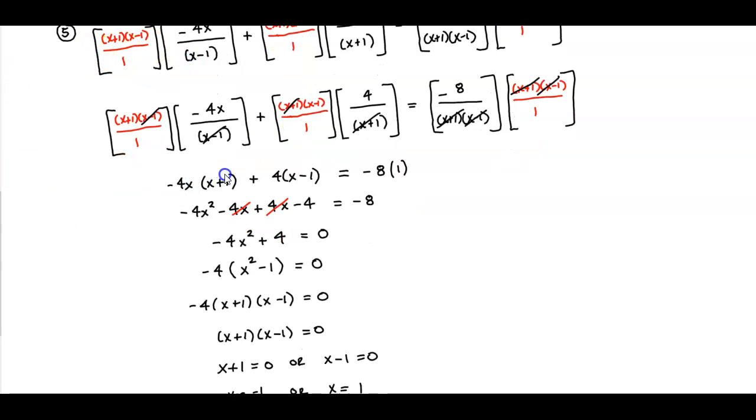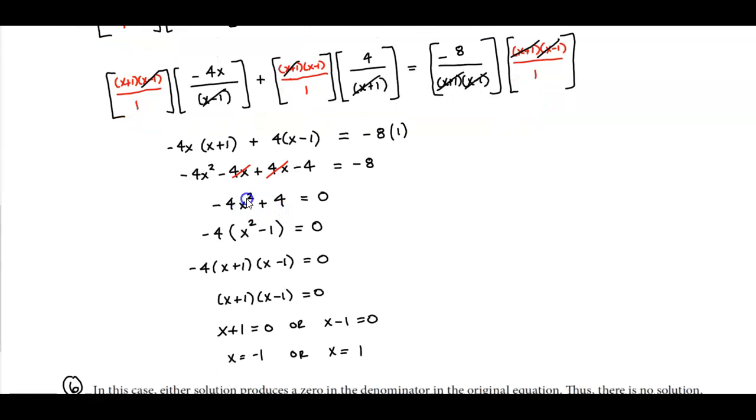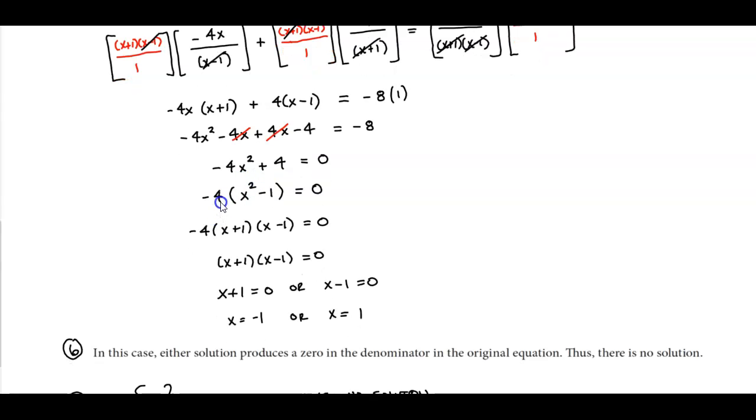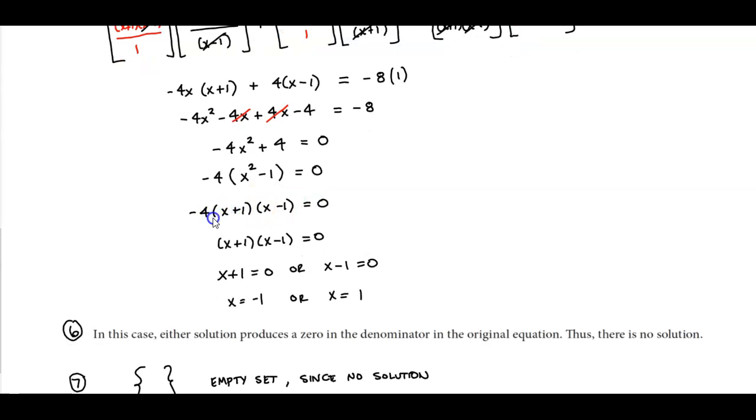So if we distribute the negative 4x to both terms, we get negative 4x squared minus 4x. If we distribute the 4 to both terms, we get plus 4x minus 4, and that's equal to negative 8. Now these two middle terms cancel out. So we end up with negative 4x squared plus 4, because if we add 8 to both sides, 8 minus 4 gives us plus 4, which is equal to 0. And then we can factor out what they have in common, which is a negative 4. So we have negative 4 times x squared minus 1 is equal to 0. And then this becomes negative 4 times x plus 1 times x minus 1 equals 0.